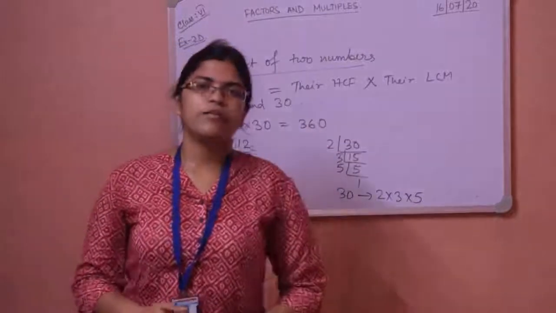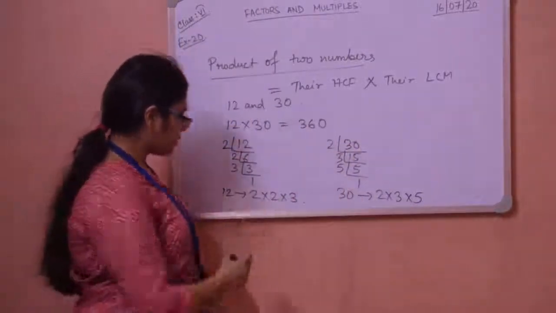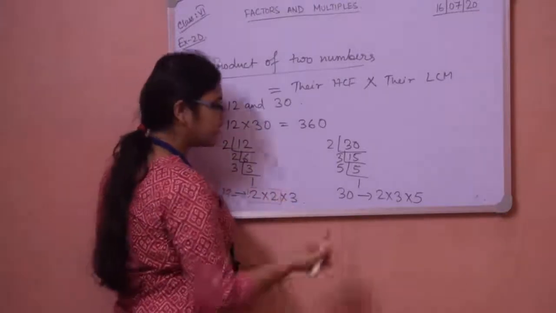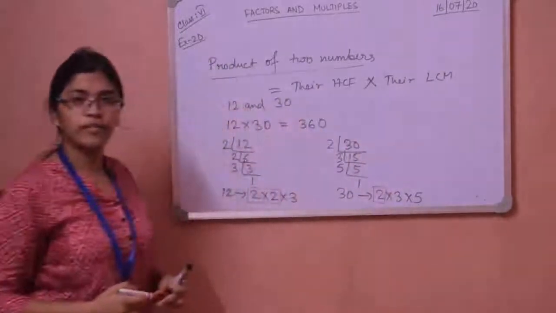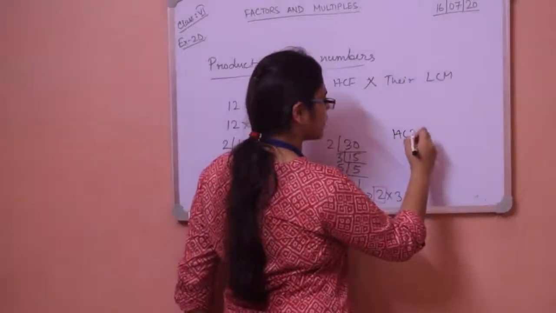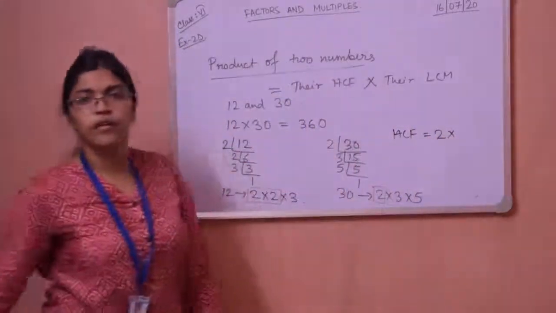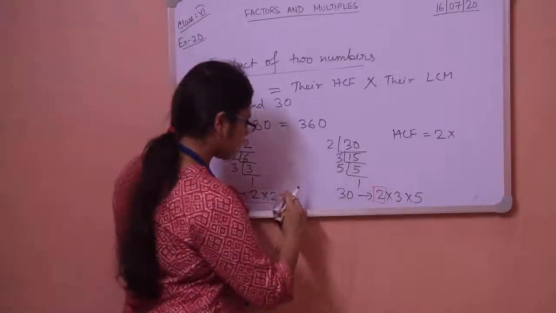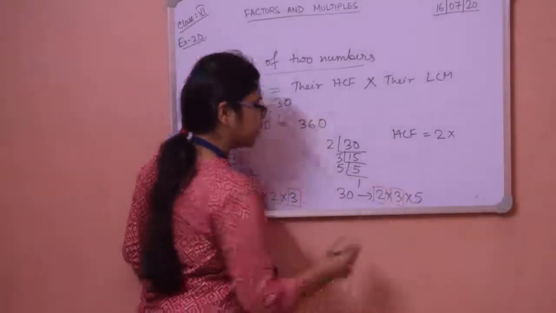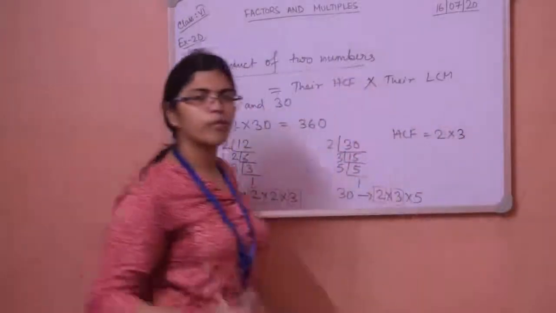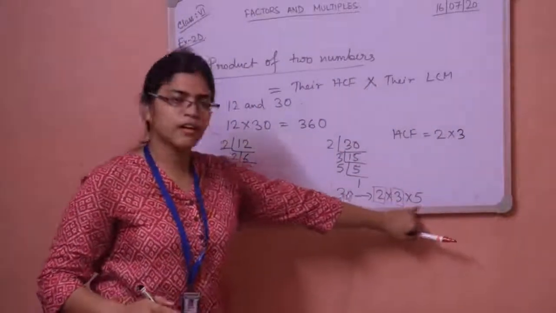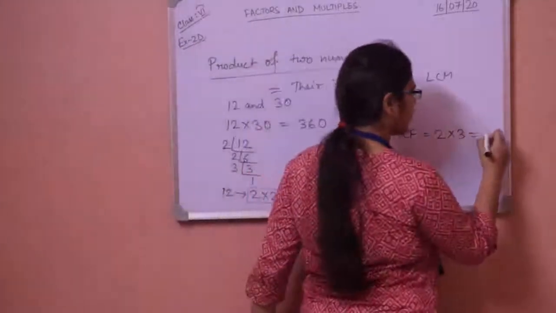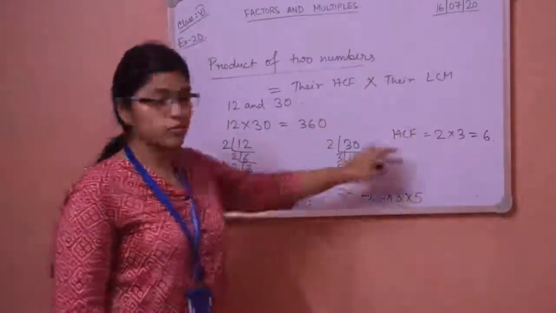For HCF, we will take the minimum number of times. So that means 2, we are having here 2 times, and here I am having 2 only 1 time. So for HCF we will take 2 only 1 time. Now 3 we have in both the numbers. So 3 1 time here and 1 time here. So that means we will take 3 1 time. And 5 we only have here but not here, so we will not take 5. So multiplying 2 into 3, we are getting 6. So 6 is the HCF of these two numbers.